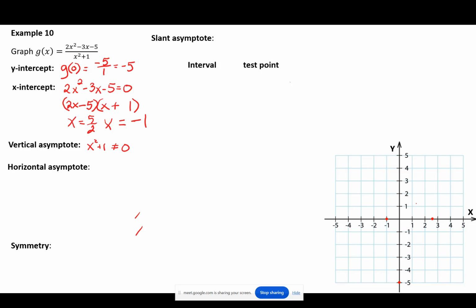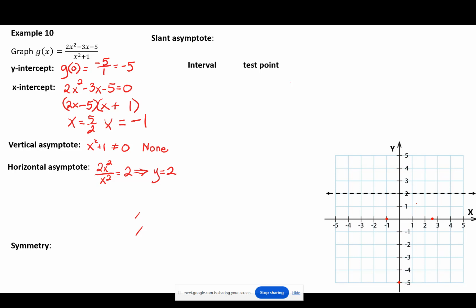To find the horizontal asymptote, you can see that the degree of the numerator is the same as the degree of the denominator. So that means that you just divide the leading terms, and that gives you 2. So 2x squared over x squared gives you 2. So y equals 2 is going to be your horizontal asymptote.